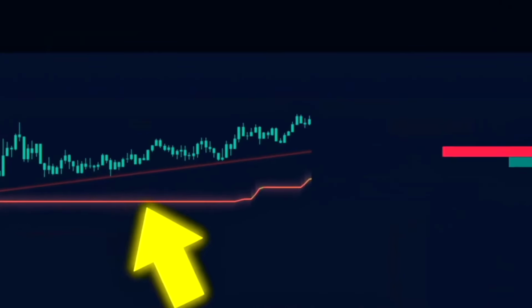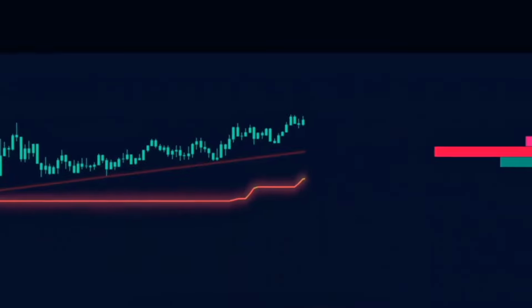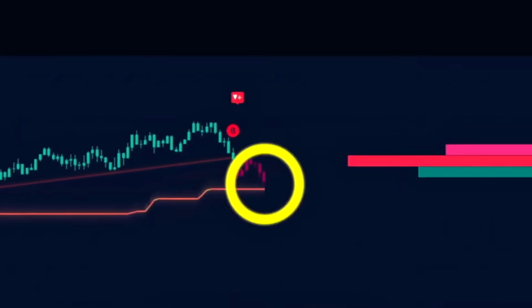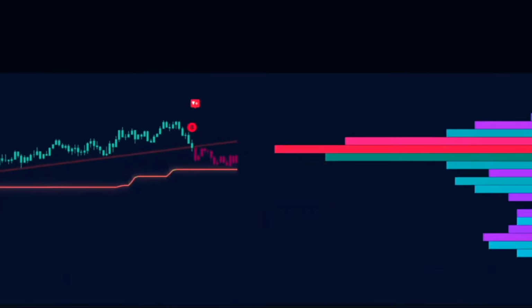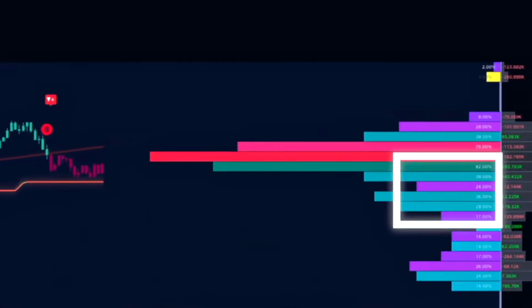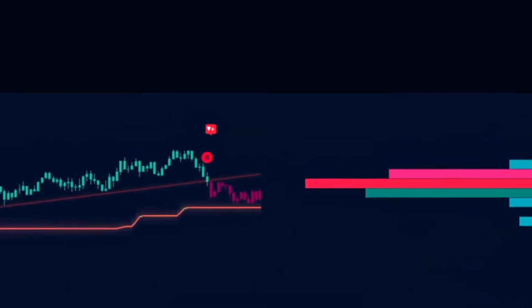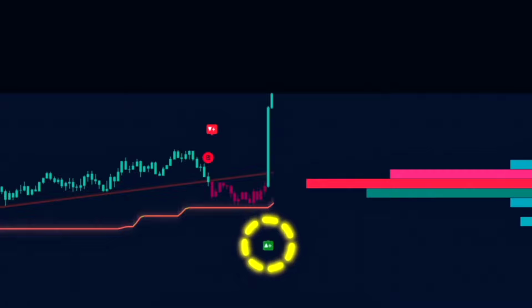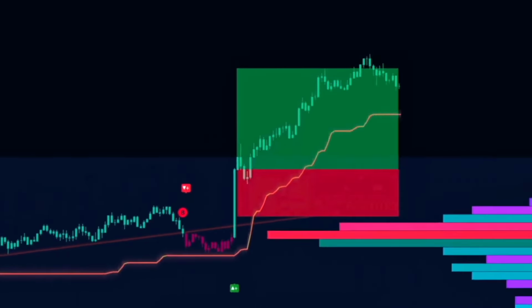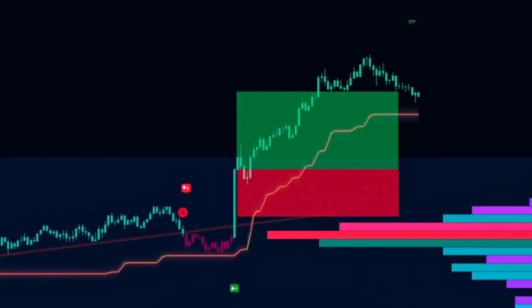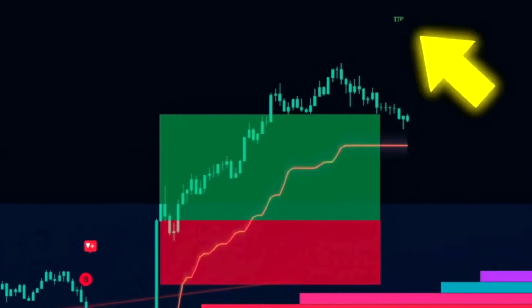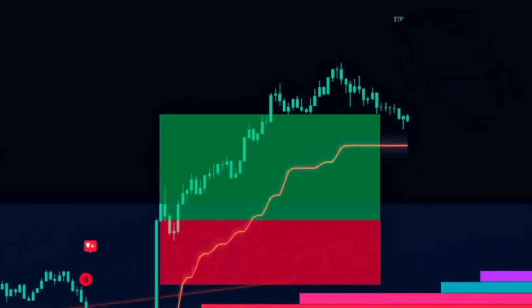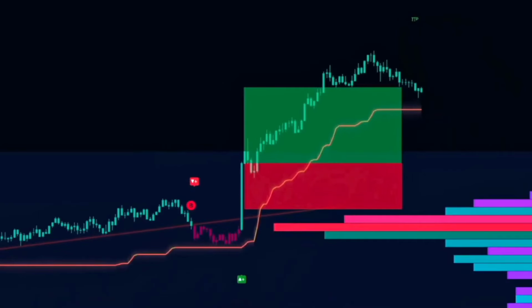For a buy, ensure price is above the orange glowing TIQ tracer, then wait for a pullback to a high volume node for support. A cluster of buy orders below price screams trend continuation. You're prepped to go long. Enter on a buy signal, ride the trend, and hold until an exit signal or TTP appears. Play it safe by taking partial profits and moving your stop to break even.